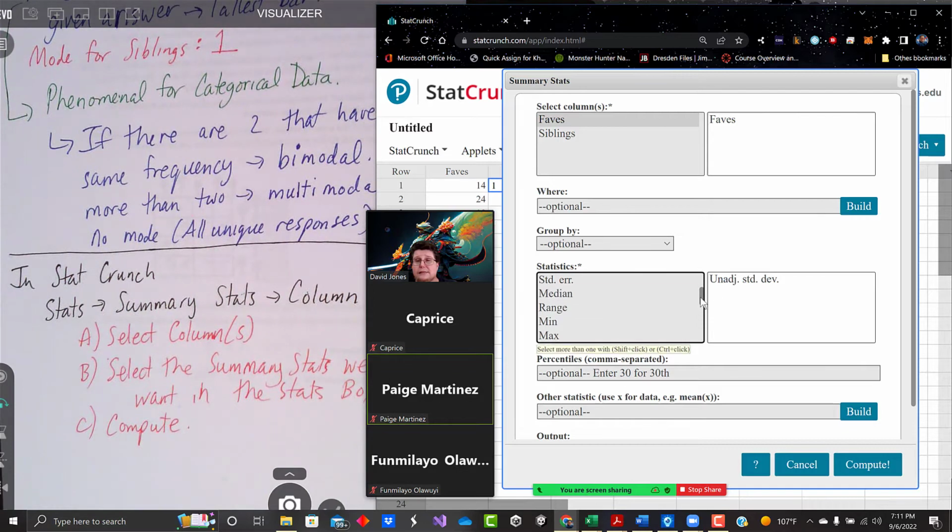Let's see. We got our median. We'll learn about range, min, max, Q1, Q3. We're going to learn all about all of that this chapter. Chapter 3 has all that stuff. So let's just do the mean.